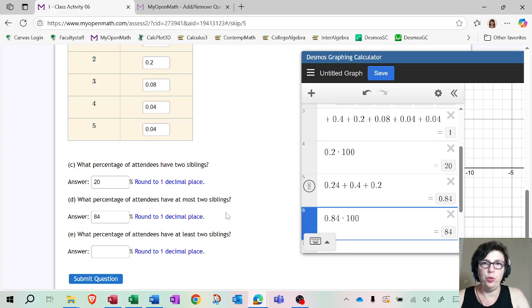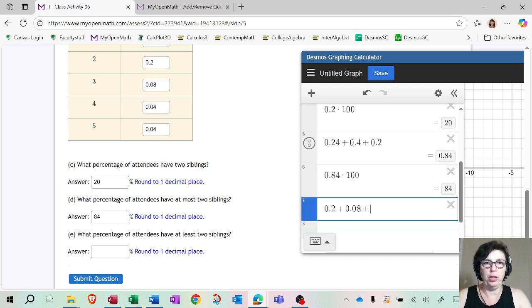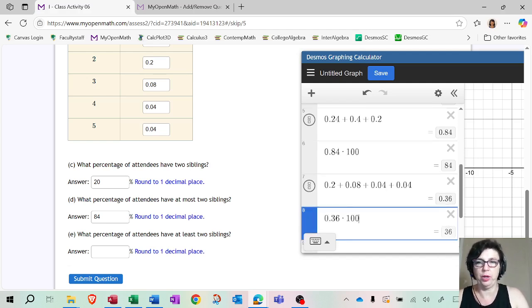What about at least two? What's the difference? These two events are not mutually exclusive. You can't just say this is going to be 16% because the total is 100. That's incorrect, because at most two includes two itself, and at least two also includes two itself. So they overlap, and you can't just subtract from 100. What you're going to have to do is add the relative frequencies starting at 2 and higher, including 2 itself. So 0.2, 0.08, 0.04, 0.04. That's 0.36. Again, multiply that by 100 to convert to a percentage, and that should be it.